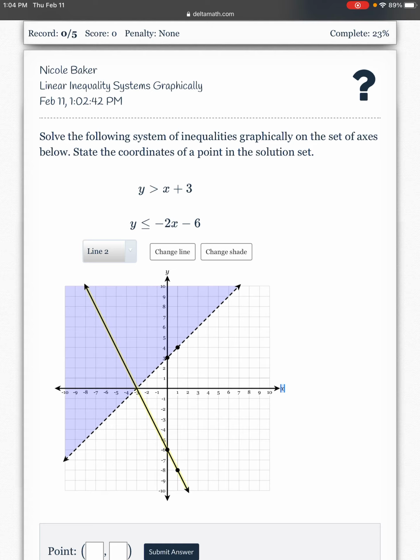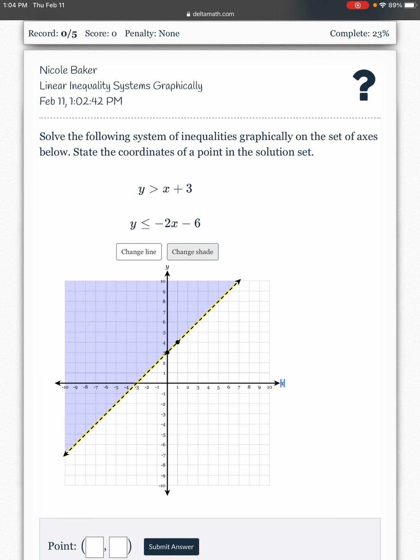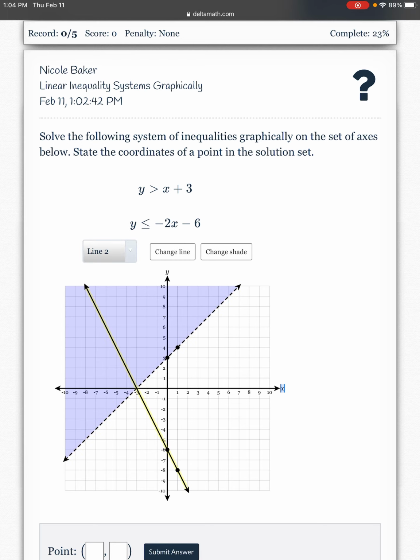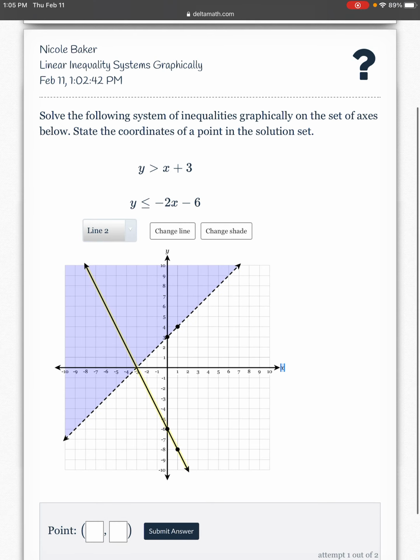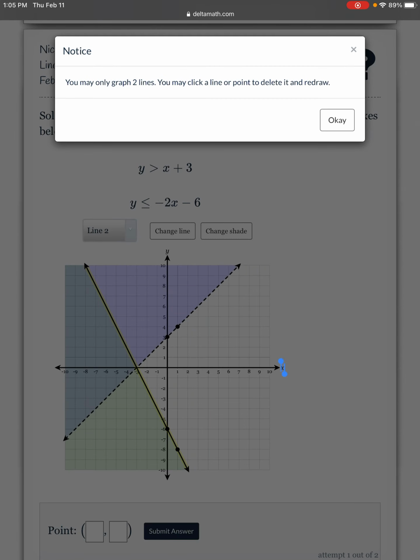This has the equal sign under my inequality, so it's less than or equal to. So I do want my line, oh, I lost it. Try it again. I do want my line to be solid right there. Now, which side do I need to shade? Well, this is a less than, so I want to shade underneath the line.